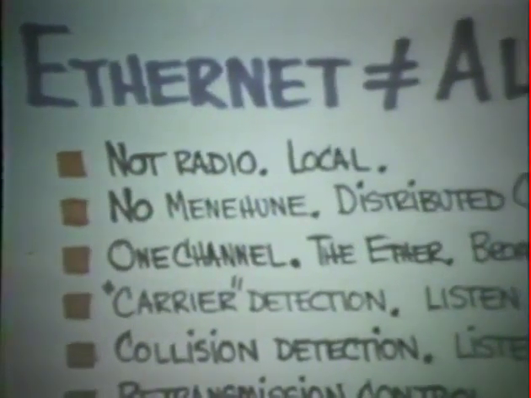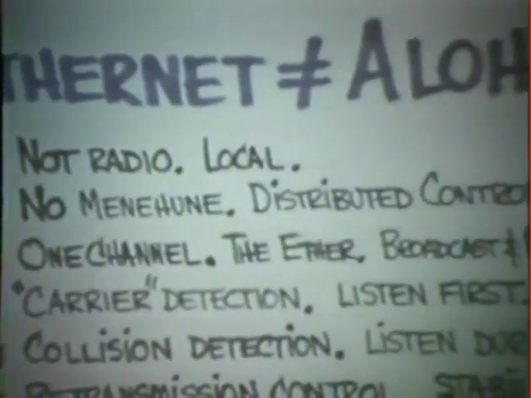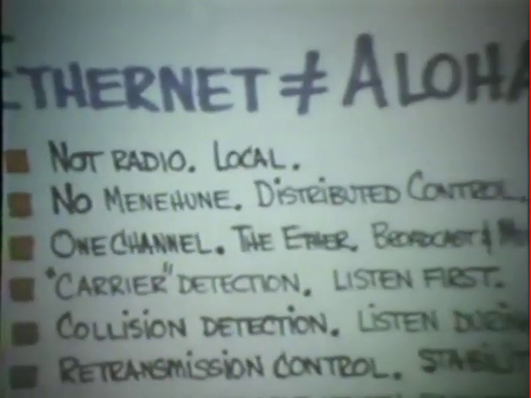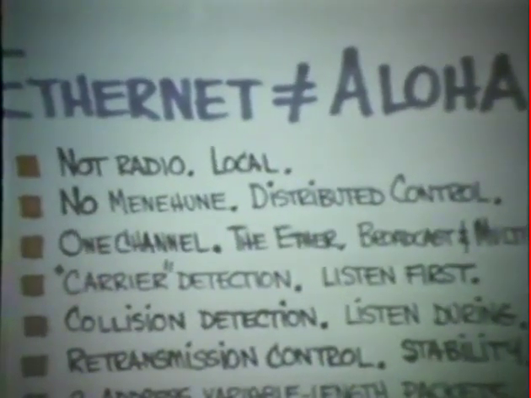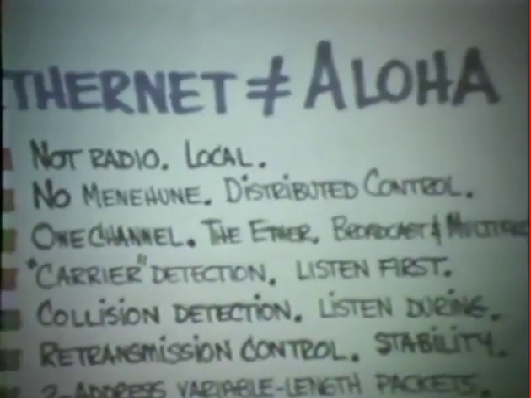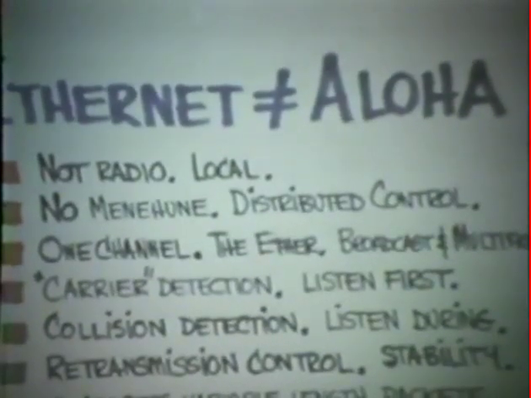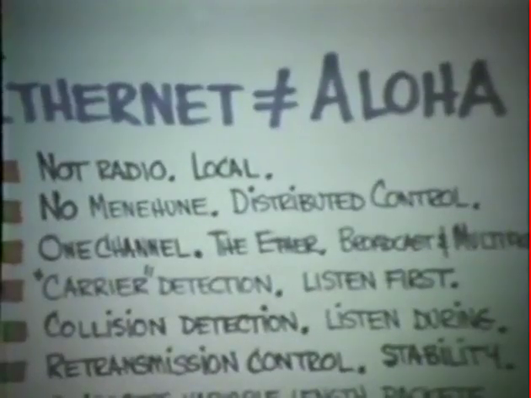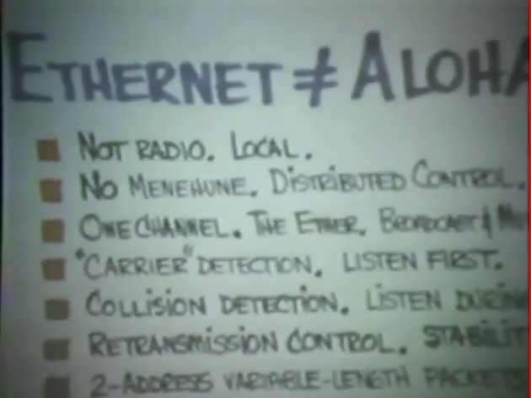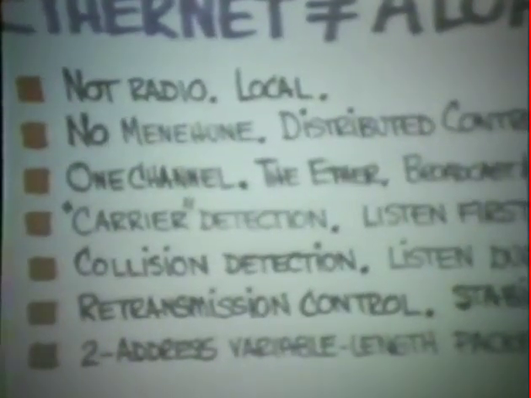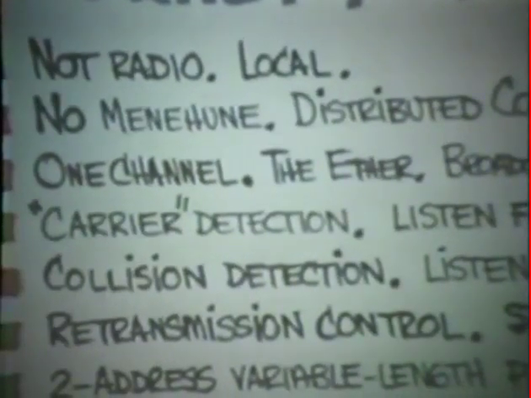A second difference is that Ethernet is not based on a Menehune. There is no central packet switching computer to and from which all packets go. Rather, all the personal computers on an Ethernet participate in distributed control of the network. That is, the problem of scheduling transmissions on the network and removing packets from the Ethernet are done in cooperation among the personal computers which are communicating. A third difference is that there is only one channel in the Ethernet, not two. You recall that in the Aloha network I said that there was an outgoing broadcast channel from the Menehune to all the terminals and an incoming multi-access channel.